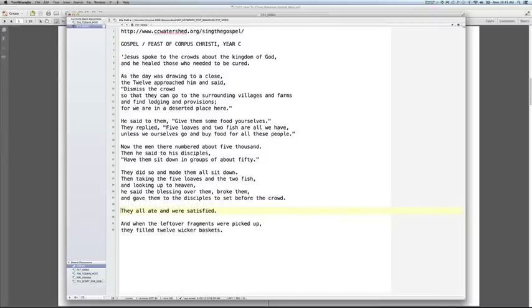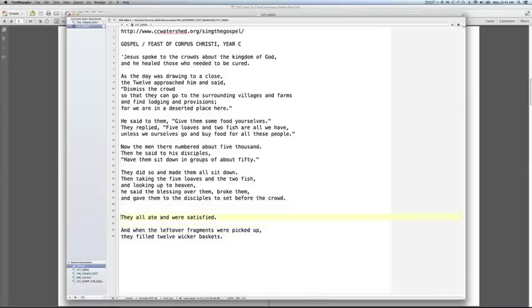Remember how I mentioned to you that "picked up" causes problems? It sounds weird. You could actually take the ending here and end it like this. "They all ate and were satisfied. And when the leftover fragments were picked up, they filled 12 wicker baskets." So let's mark it that way. Okay, so there's our ending. So that's done. You can mark that however you like.